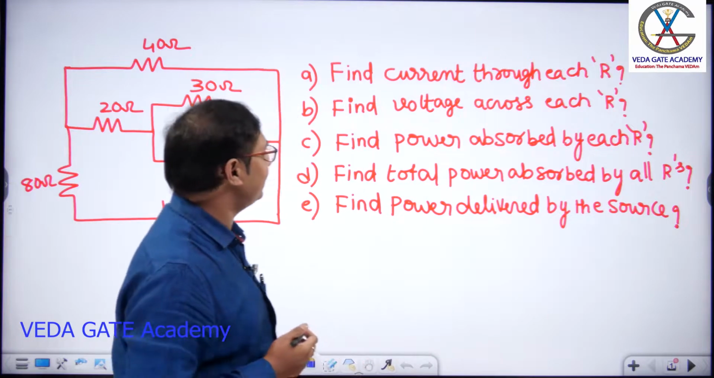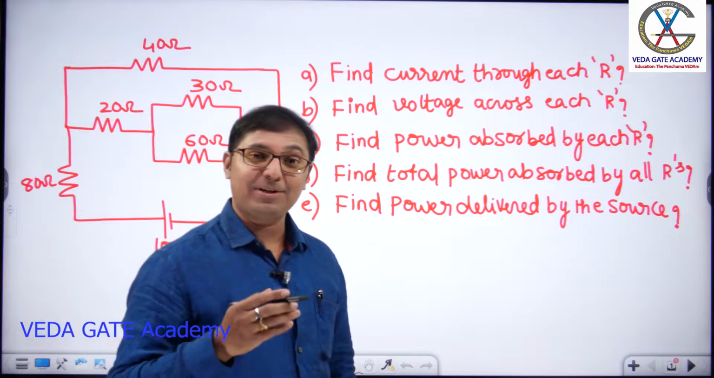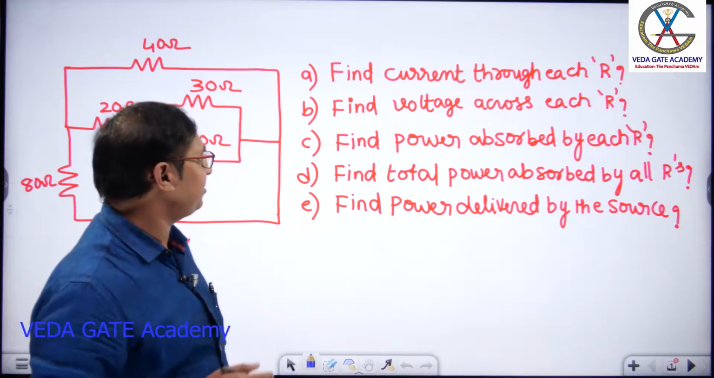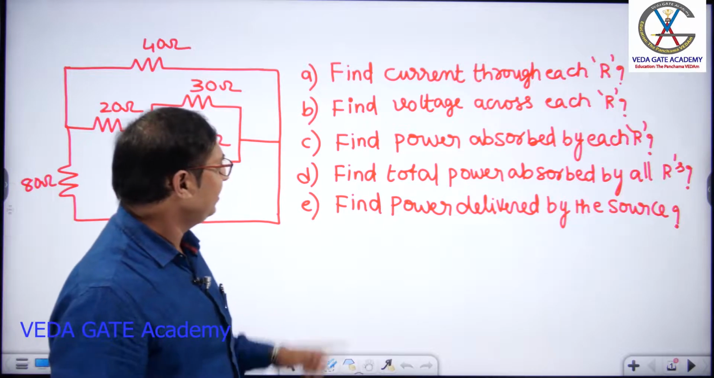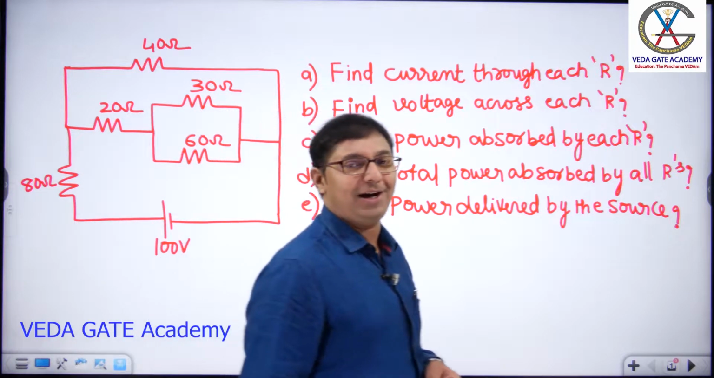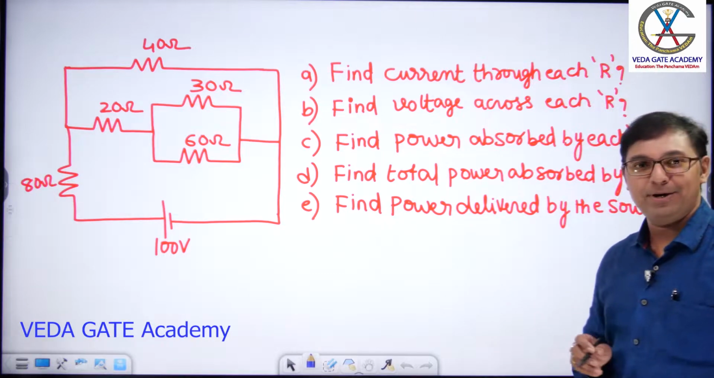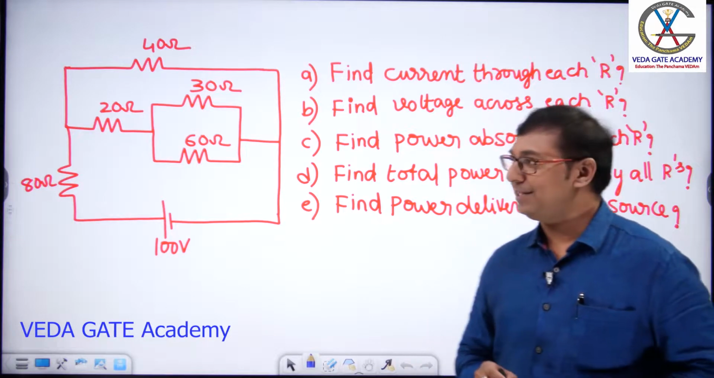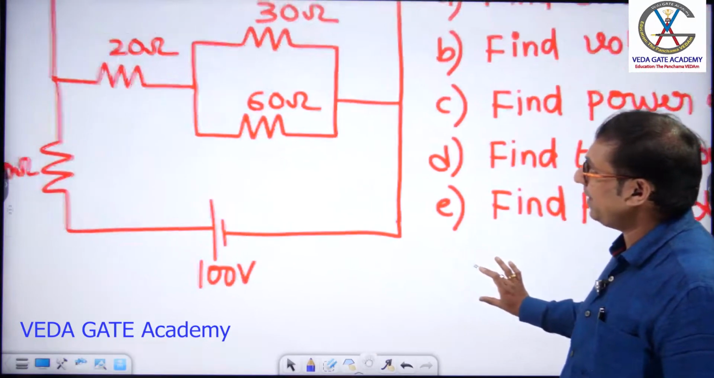What are those questions? Find current through each R. The examiner's interest is to find current in each resistance. Find voltage across each R. Find power absorbed by each R. Find total power absorbed by all the resistors, and find power delivered by the source. Done, sir? Right. Let me expand this.